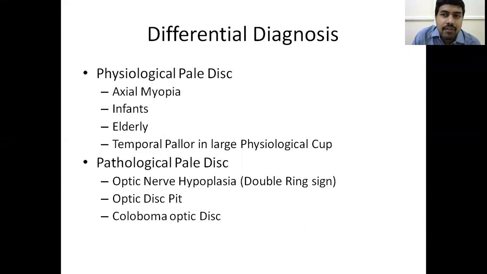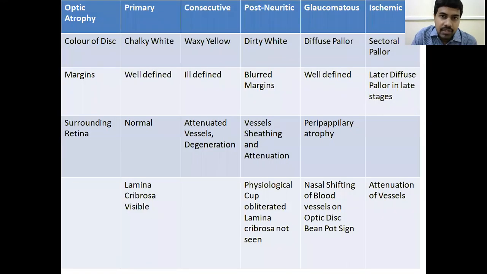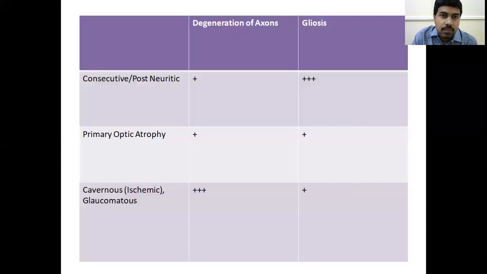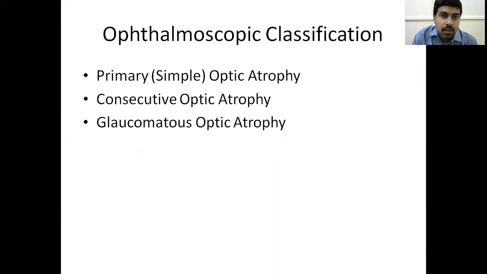All these things, the differential diagnosis, are not important for you. You concentrate mainly on the classification, the ophthalmoscopic definition of optic atrophy, the ophthalmoscopic classification, as well as that table, that is, the different clinical features. So this one, if you write, that is enough for you. The rest of the things are not that much required, and etiology is also. Okay. So that is about optic atrophy.